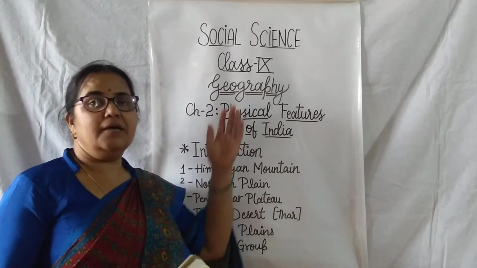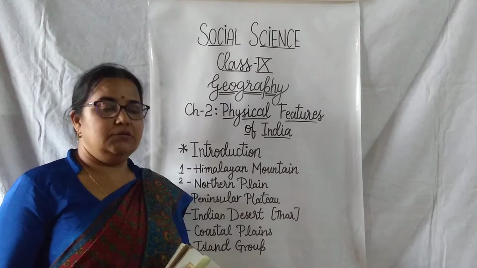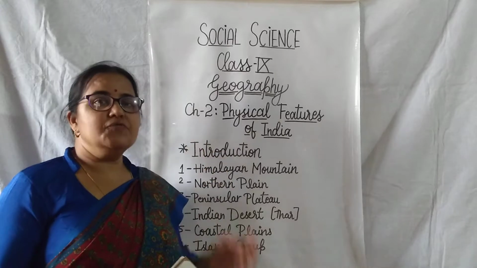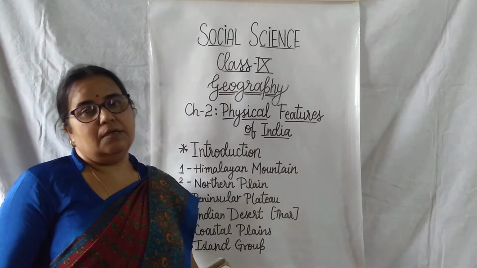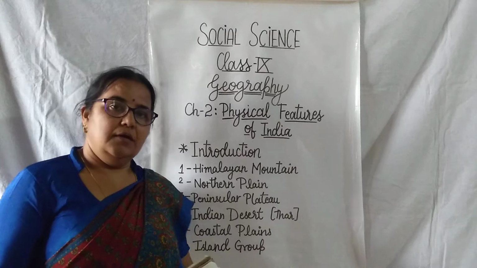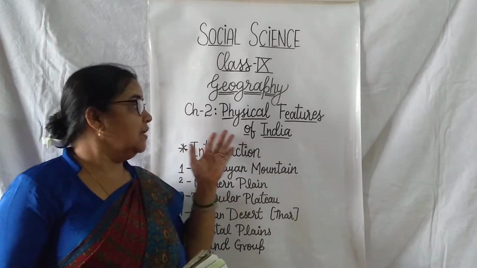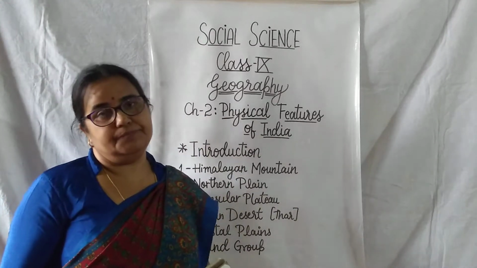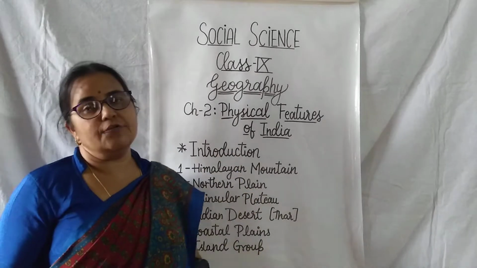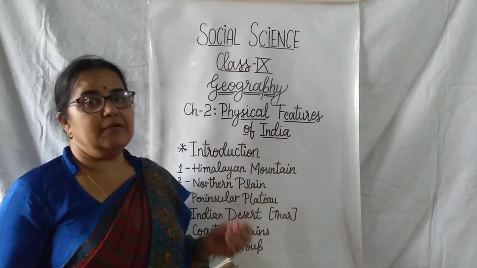Now we are starting the next book, geography, and the chapter is 2, because the first chapter, India size and location, we have already read. Now the second chapter of this particular book, geography, is physical features of India. So in this video I will give you the introduction of the chapter, what we will read in this particular chapter.